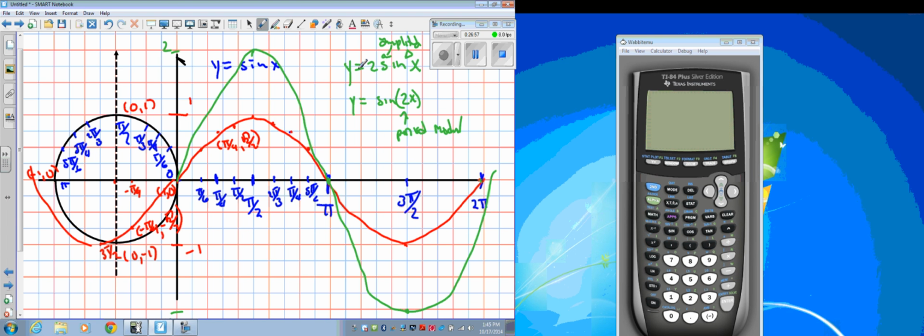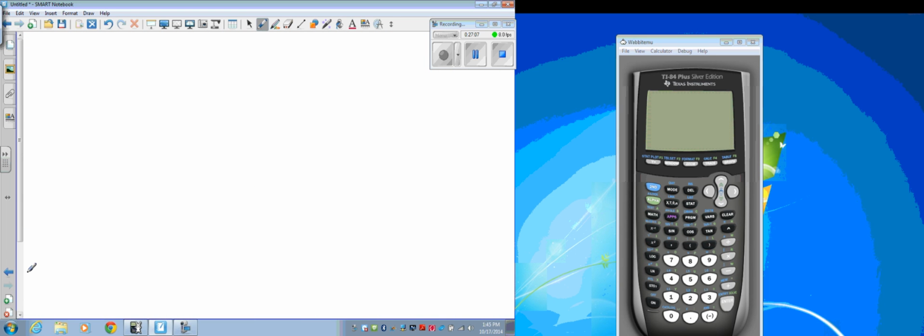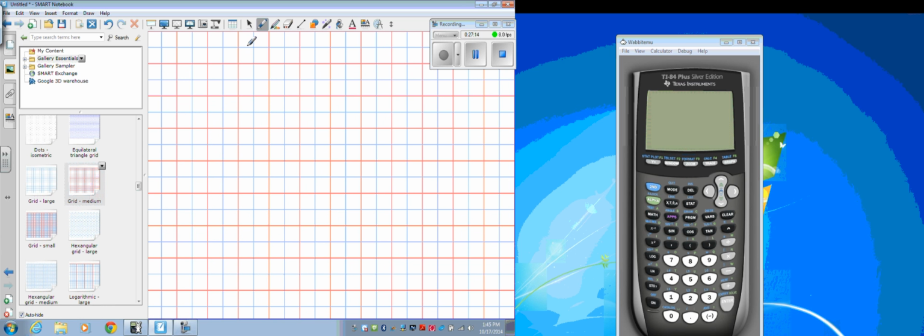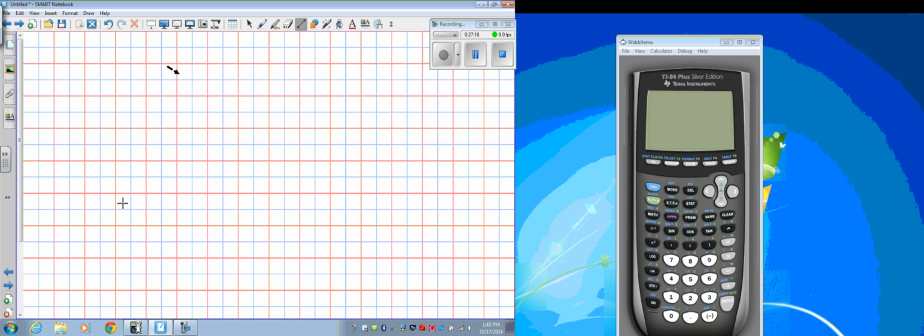So the idea of learning the words is really important. All right. Any question on sine? I might have time to do cosine. Now cosine, let's see, what did I do.